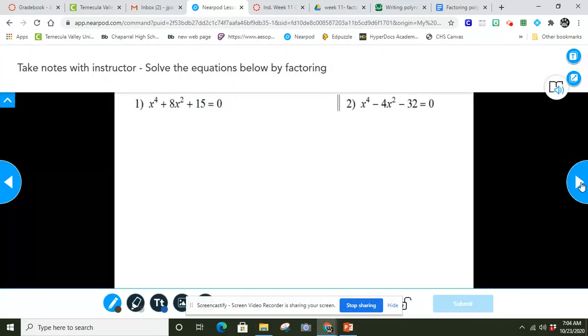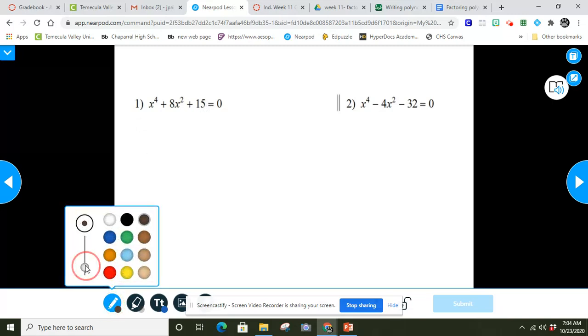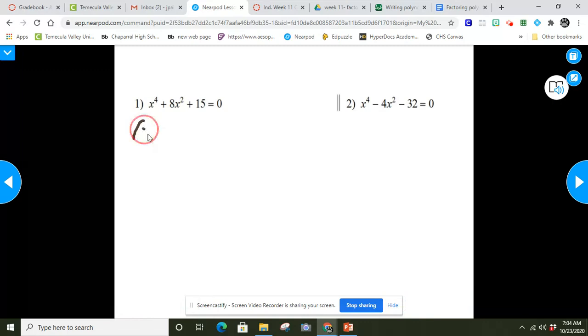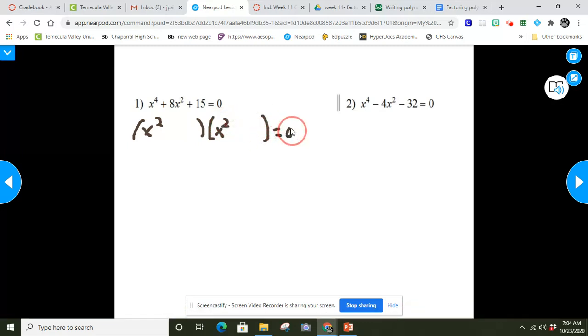All right, so let's practice. If you guys just take notes with me here as we do a few. We're going to solve by factoring. What's going to multiply up to 15 and add up to 8? That'll be x squared to start. And then that's 5 and 3. So x squared plus 5, x squared plus 3.